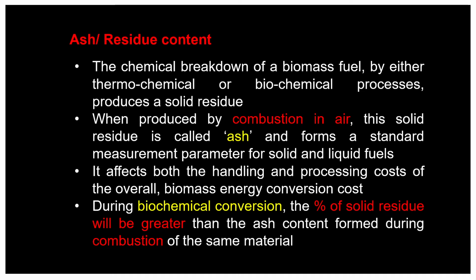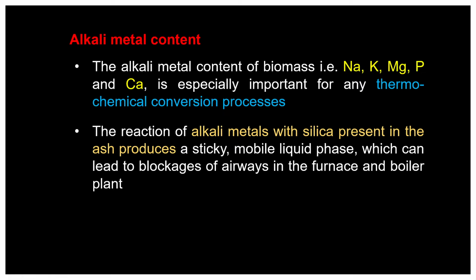So we know that when the same material is taken and burned, and when that same material is fed into a biogas plant, at the end of the biogas plant we will get the slurry. The slurry will be more in volume than the ash. So when the same materials undergo the biochemical process and the thermochemical process, the residue left after the biochemical process, that is anaerobic digestion, will be more than that of the thermochemical process. During biochemical conversion, the percentage of solid residue will be greater than the ash content formed during the combustion of the same material.